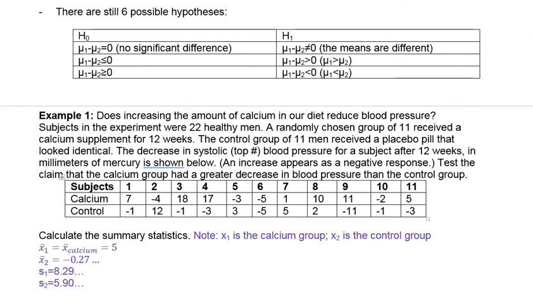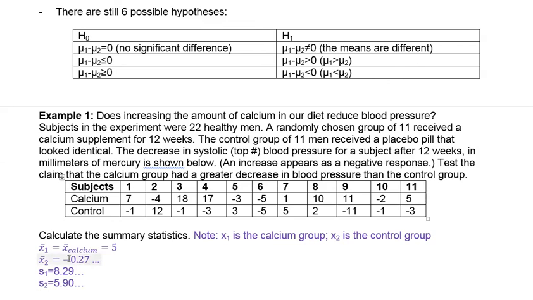What they do work out to be, that first group, the calcium group, the mean is 5 and the standard deviation is... whoops, that was not my standard deviation, that was my mean for the second group. And for the standard deviation, it was actually 8.29, so a pretty big standard deviation, but we can see it's going from -4 to +18, so we expect a big standard deviation there.